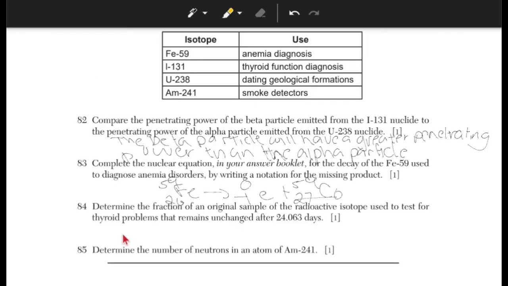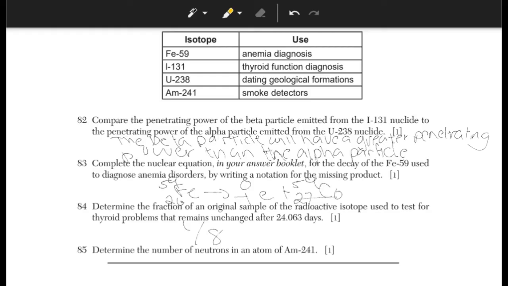Determine the fraction of an original sample of the radioactive isotope used to test for thyroid problems that remains unchanged after 24.063 days. You should turn to Table N in the reference tables. If you find I-131, it says that the half-life is 8.021 days. Therefore, after 8.021 days, 1/2 of the sample will be left. Then, after another 8.021 days, or 16.042 days, 1/4 of the sample will be left. After another 8.021 days, or a total of 24.063 days, 1/8 of the sample will be left.